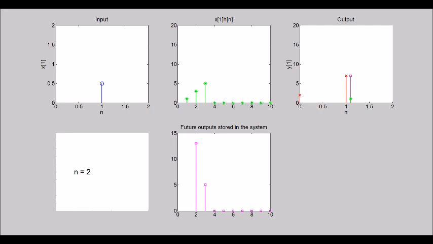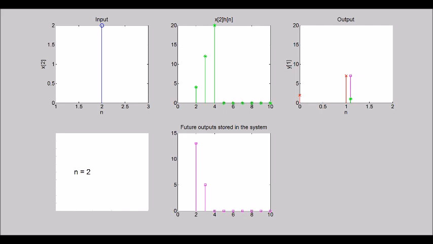If we take a look at n equals 2 now, we can see that the input in this case is the impulse at n equals 0. This one has amplitude 2. So when we pass this into the system, it's going to produce an impulse response again. This time everything's going to have double the height compared to before. We multiply the input by 2, so we're going to multiply the impulse response by 2.